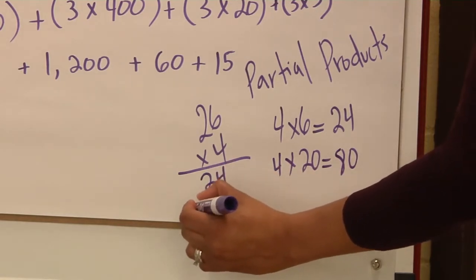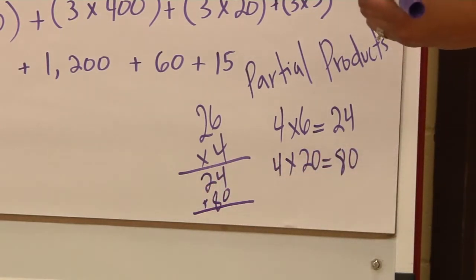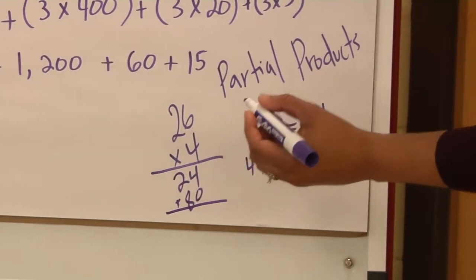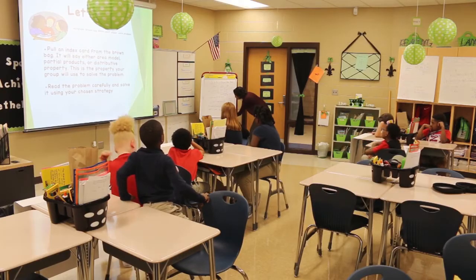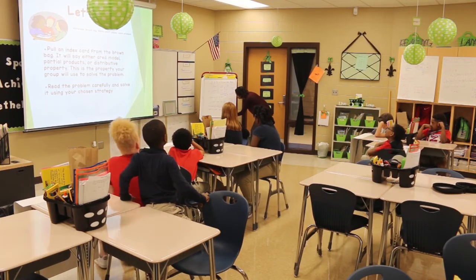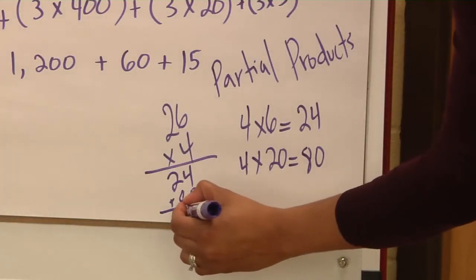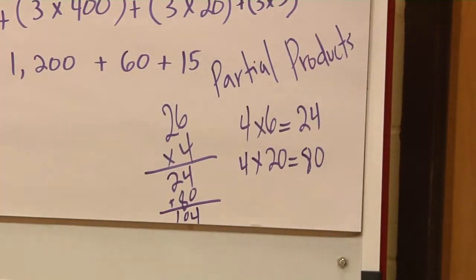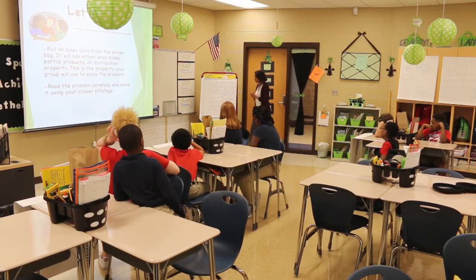So what should I do now? 20 plus 4 and 10. So our answer is 104. Do we have any questions?